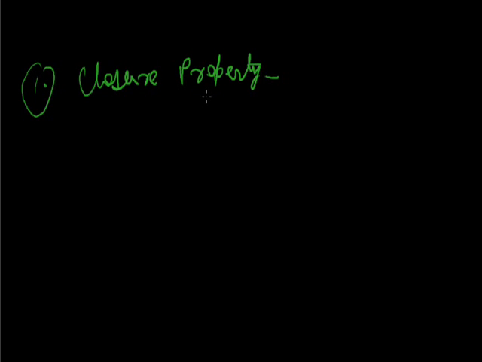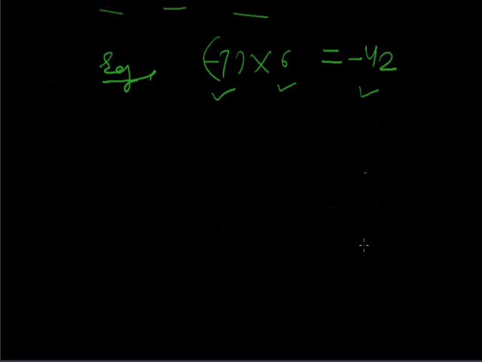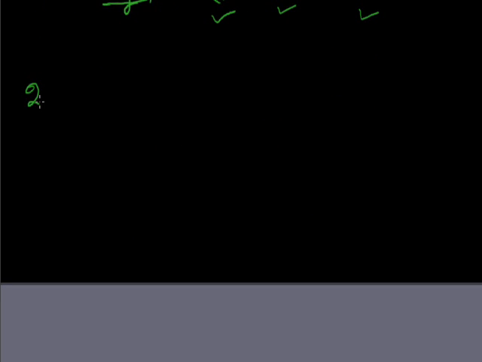First of all, we will study the closure property. If a and b are two integers, the answer will always be an integer. If a is an integer and b is an integer, then c is always an integer. For example, minus 7, an integer, multiplied by 6 gives you the answer minus 42. This implies that closure property holds good for multiplication. All three are integers.